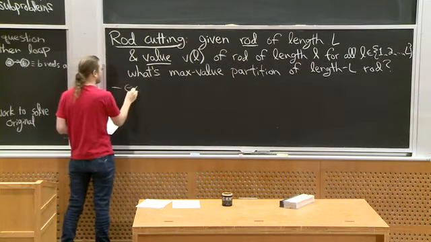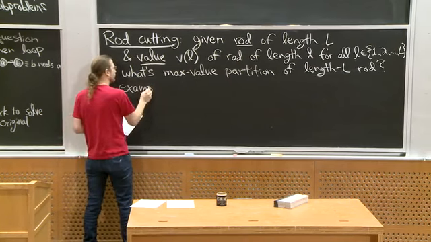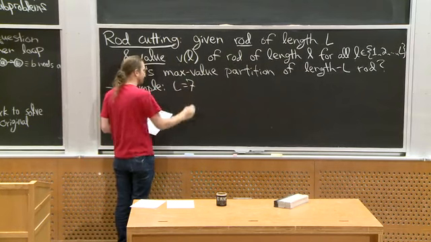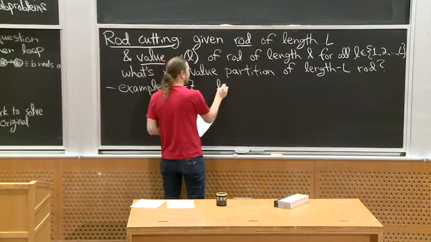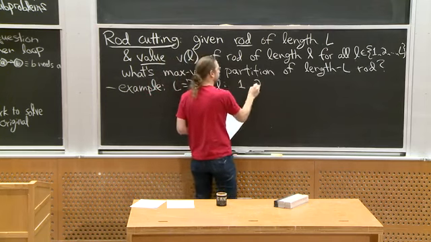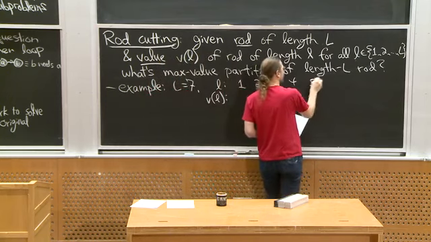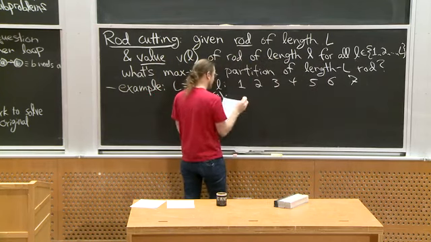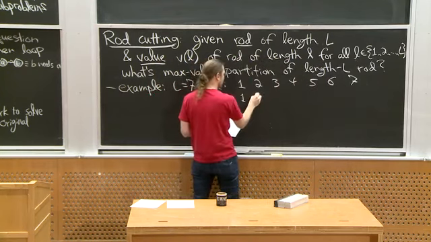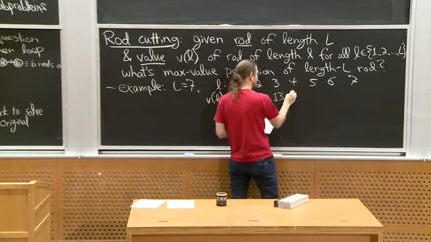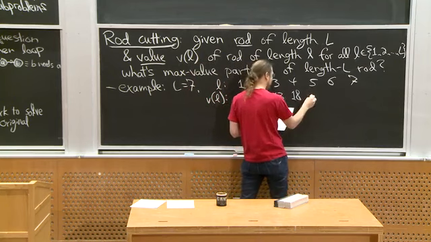So here's an example. Let's say our original length is 7. And we have this table for lengths 1, 2, 3, 4, 5, 6, 7, all the different lengths. I'm going to write down a value that's an integer for cutting off a rod of that length and selling it. It's like the sell price.